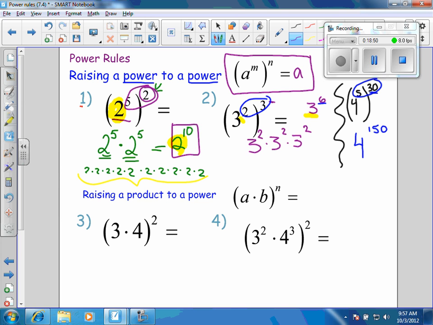A to the M times N. Do you guys see that? When you have one base and two exponents, you rewrite it as the base with the product of the exponents. Okay, Cameron.